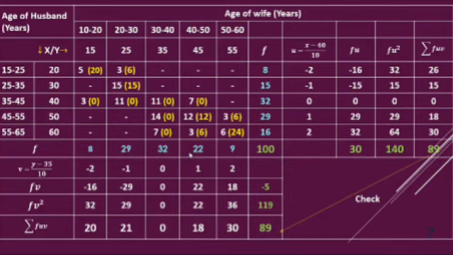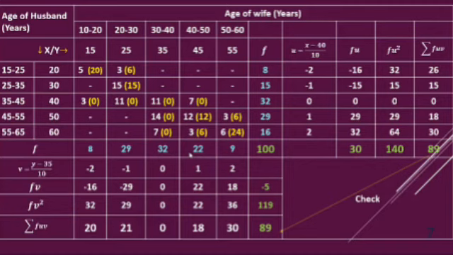So what is your first value? 15. So 15 minus 35 divided by 10. So minus 2. Then 25 minus 35 divided by 10, minus 1. 35 minus 35 divided by 10, 0, 1, 2, and so on.